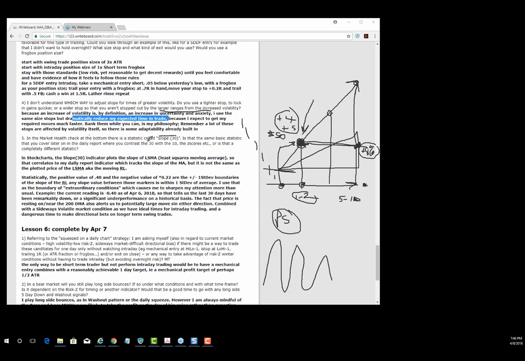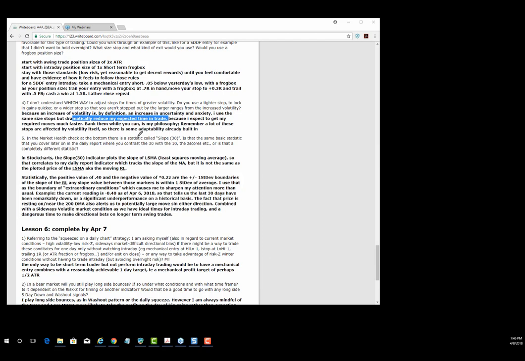Okay, number 5. In the market health check, there's a statistic called the slope 30, and this is saying in words the same thing that I said on that previous picture about the slope of the RL30. Remember, it's tracking the slope of the MA, and this is in StockCharts. It's reporting the slope value of the moving average, not the price value. So it's a little bit different, but the principles of its oscillation are the same. Okay? All right, so let me shift now to lesson number 6.